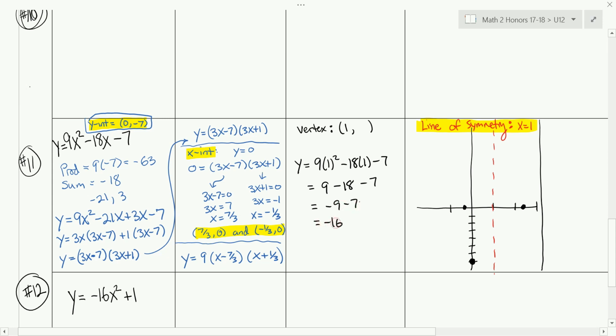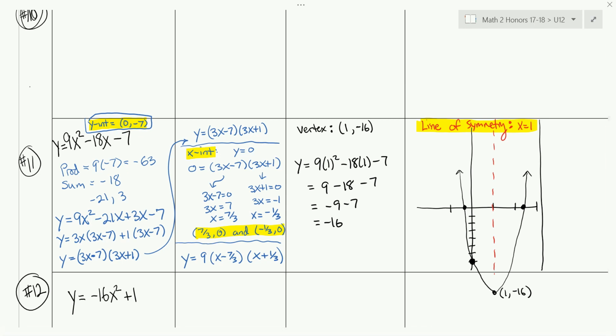And I get -16. So that's a bit off my graph. And so I'm just going to write the point (1, -16). And so when I sketch this, something like that. So in my graph now I have 4 points.